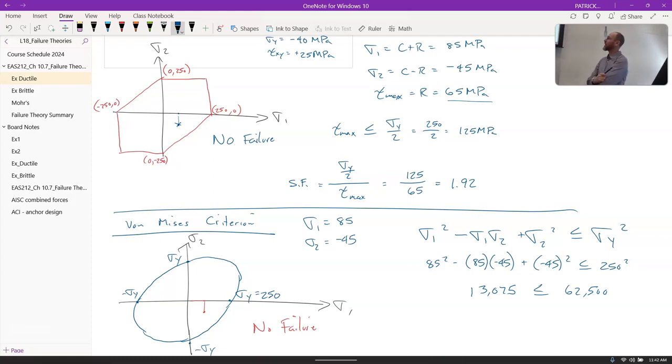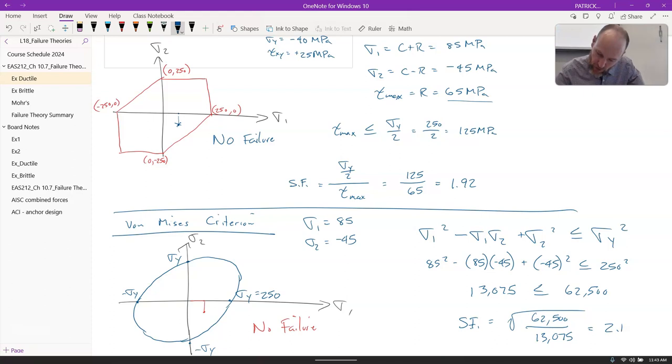How do you think we would utilize these values to determine the safety factor? Division, that's part of it. What else would we have to account for with that equation? We take the square root of this value over that. That's going to be the safety factor. So the safety factor is going to be equal to the square root of 62,500 over the actual value, 13,075. So you evaluate that expression and you get a safety factor of 2.19.